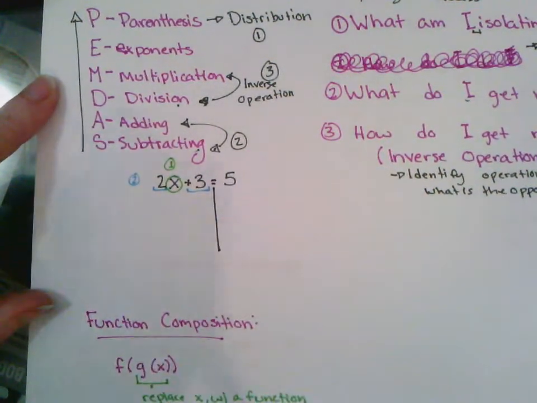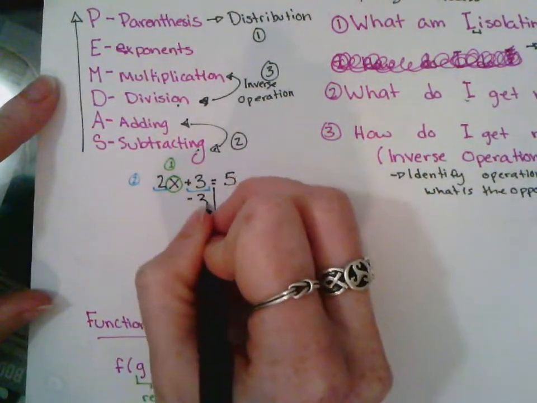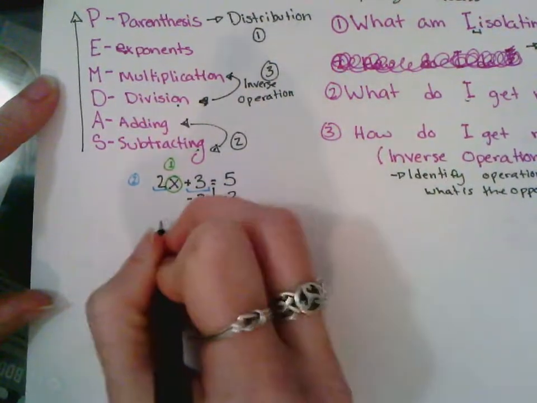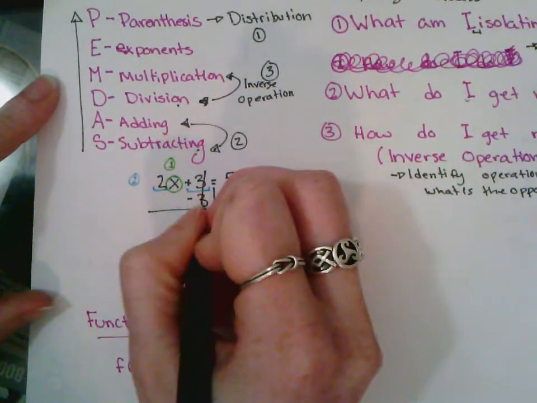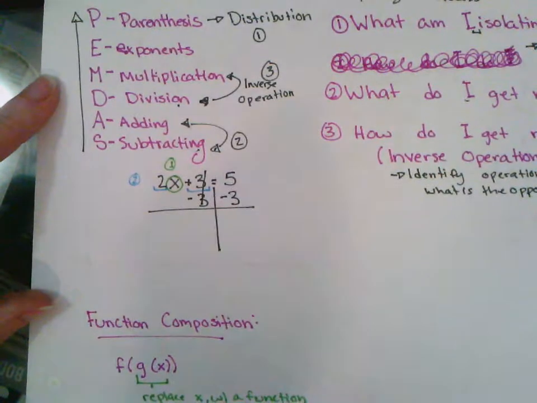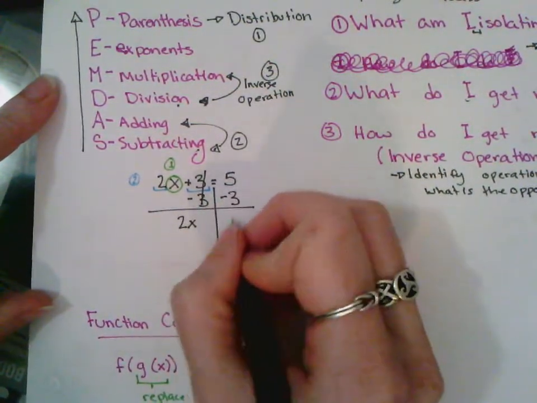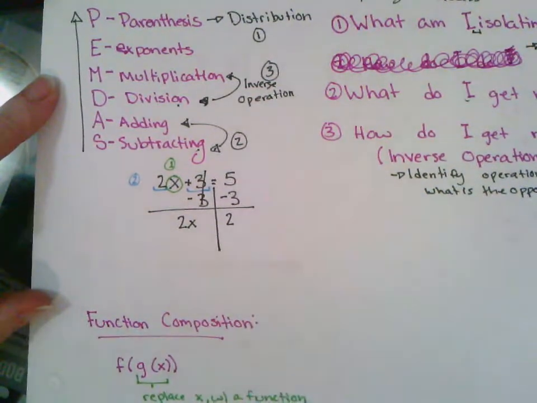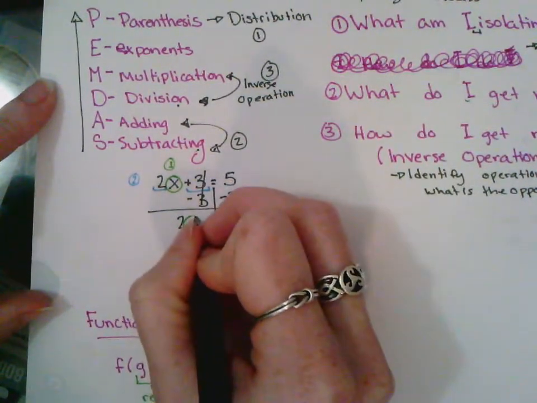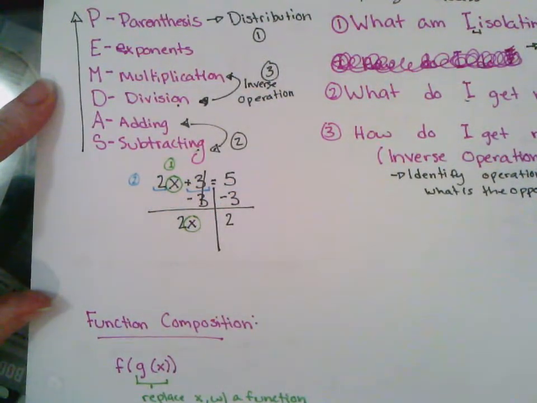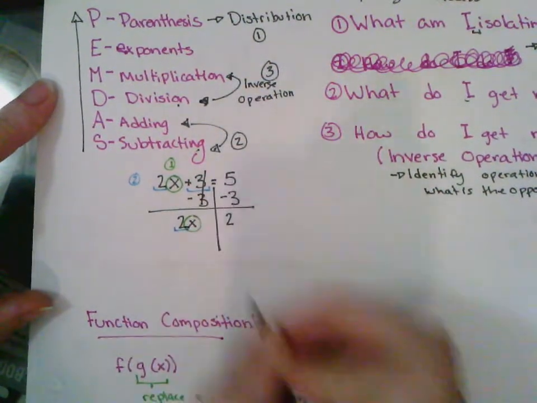If it helps you to draw the line, I recommend drawing that in. So I'm subtracting 3 from both sides here. It will cancel that out. Next, I have the 2x left on this side, and on this side, I have 2. So remember, we're still saying, first, what am I isolating? I'm still isolating x. What do I need to get rid of? I still need to get rid of 2.